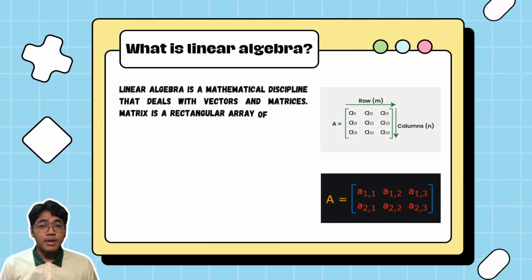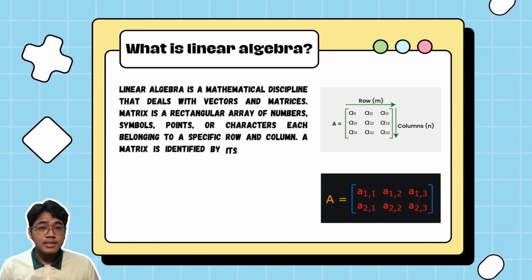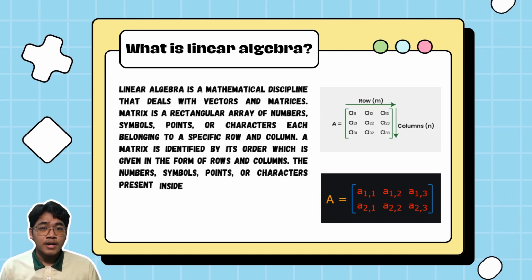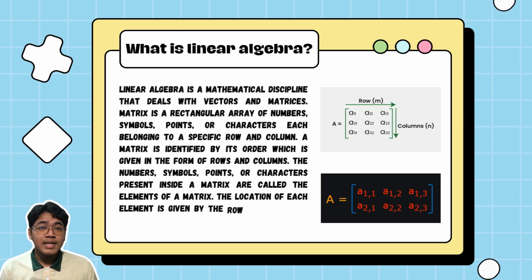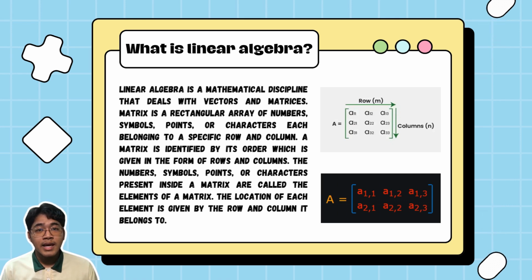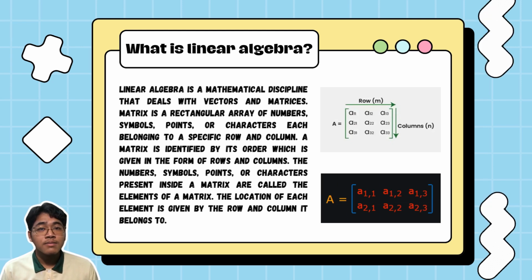As our study is about the application of linear algebra in business, let me explain about linear algebra. Linear algebra is a mathematical discipline that deals with vectors and matrices. A matrix is a rectangular array of numbers, symbols, points, or characters, each belonging to a specific row and column. A matrix is identified by its order, which is given in the form of rows and columns. The numbers, symbols, points, or characters present inside a matrix are called the elements of a matrix. The location of each element is given by the row and column it belongs to.